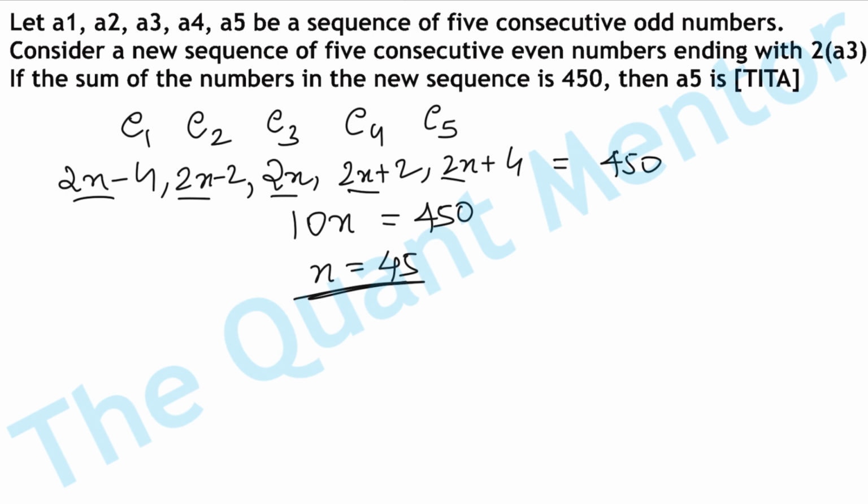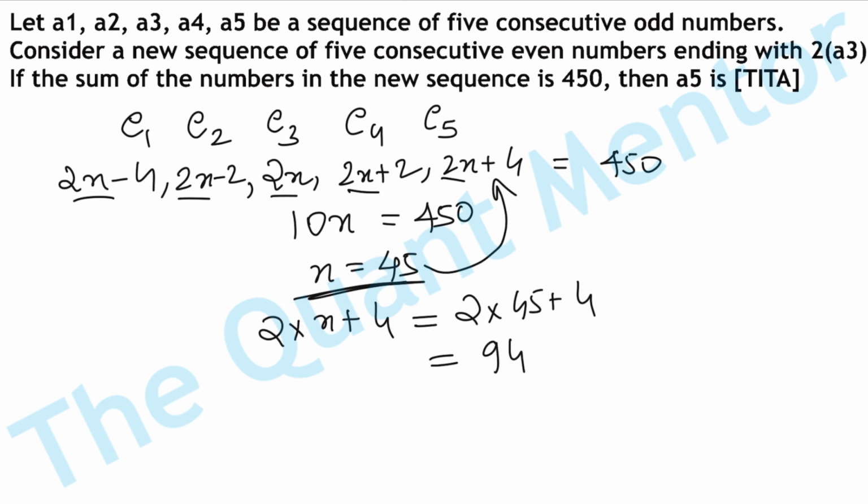Now, if x is 45, the last term E5 is 2 into x plus 4, which will be 2 into 45 plus 4. 2 into 45 is 90, plus 4 is 94. So the sequence is ending with 94, E5 being 94. But we also know that E5 is twice of A3. So twice of A3 is the last term 94 we have found, and that means A3 will be equal to 47.